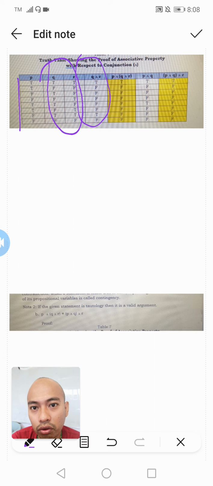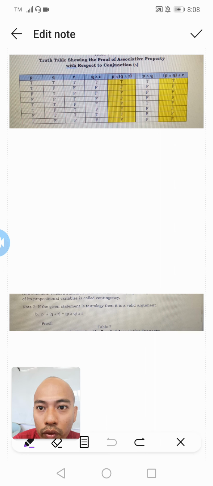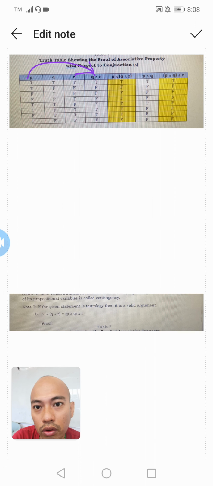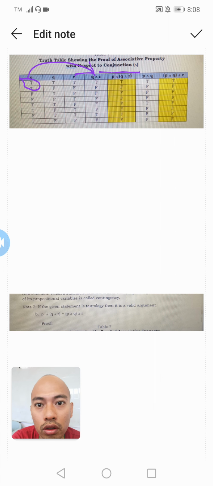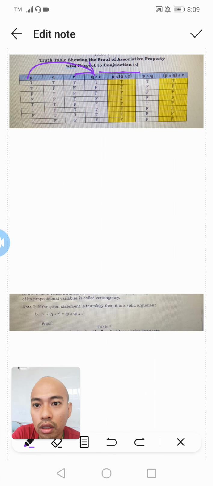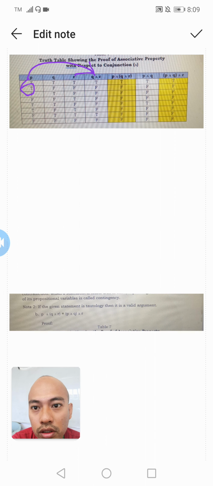Okay, we are now ready to connect it to your statement P, again with respect to your conjunction connective. Ito and ito. Okay, so i-clear ko lang, I repeat, we will now connect this statement P to your compound statement Q and R with again respect to your conjunction operation. So your P is true and your Q and R is also true, so automatic that will be a true statement. Okay? Your P is still true and your Q and R is false. One of this is true, one is false, automatic that will be a false statement.